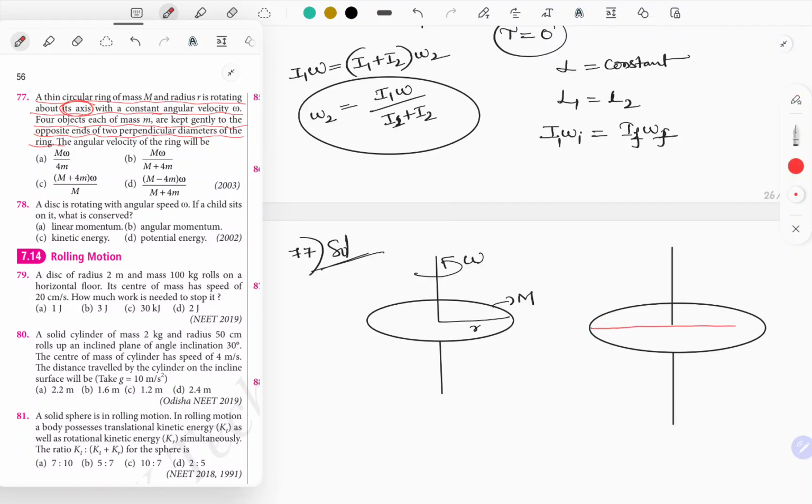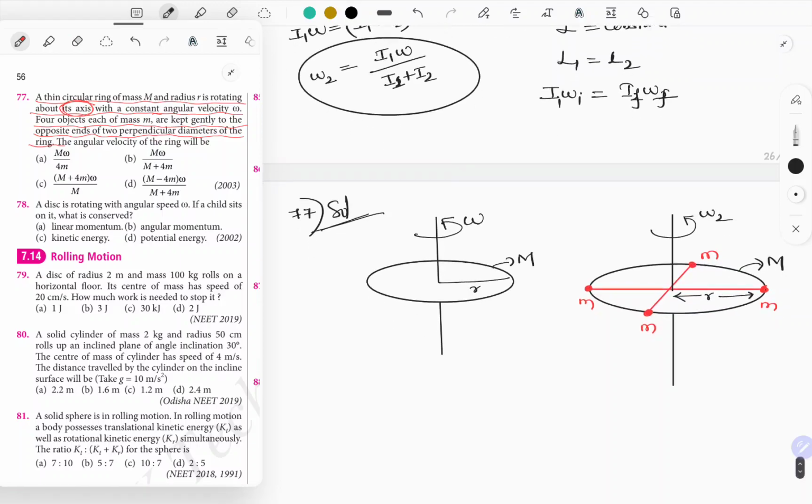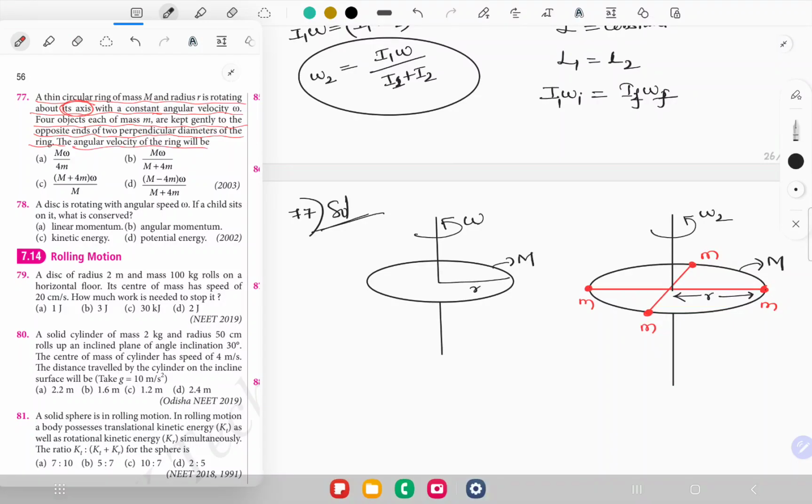Super. Let me represent, this is one diameter and this is the other. So mass small m, this is also small m, small m, small m. Each mass is at a distance of radius of this circular path, right? Observe this diagram. Those masses are placed at the ends of the diameter of this ring. Radius is r. That means each mass is at a distance of small r from the axis of rotation. What is the question they're asking? They're asking the angular velocity of the ring.